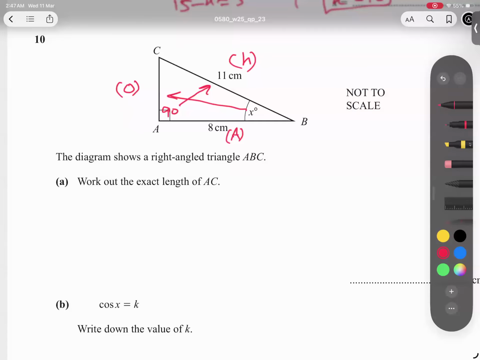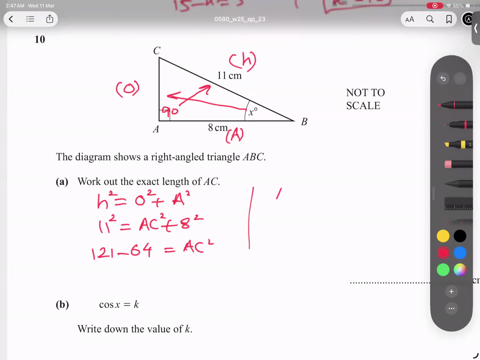And what is the formula? Pythagoras theorem: hypotenuse squared equals opposite squared plus adjacent squared. In front of 90, 11 is the hypotenuse squared. And opposite, I'm calling AC, so AC squared. Adjacent value is 8. This is 121, 8 squared is 64, goes on the other side. So AC squared becomes the left side, and 121 minus 64. If I subtract, out of 11 we got a 7, and out of 11 we got a 57.